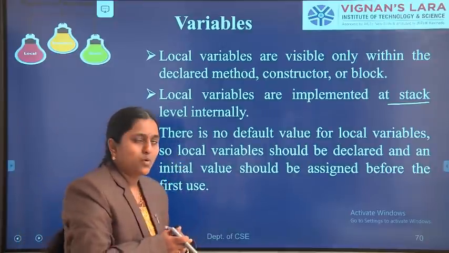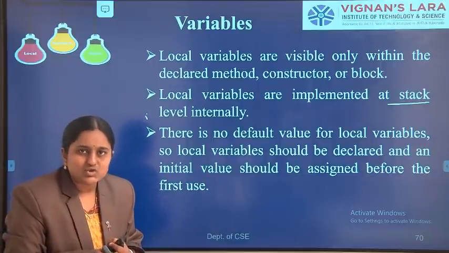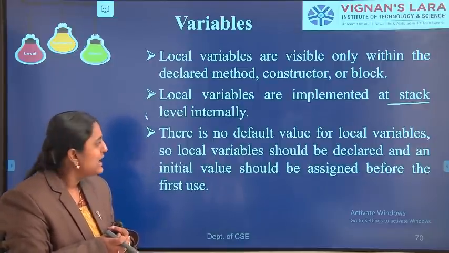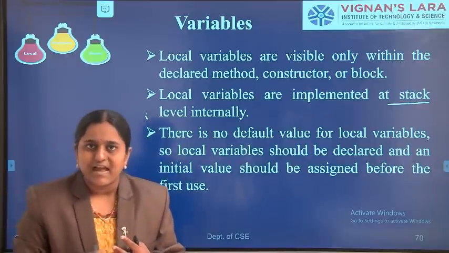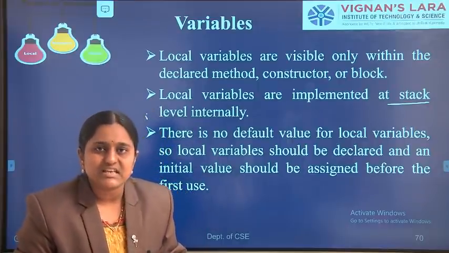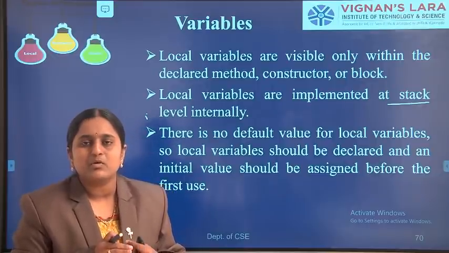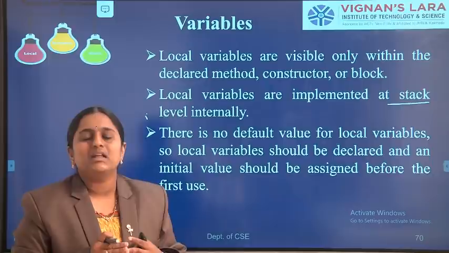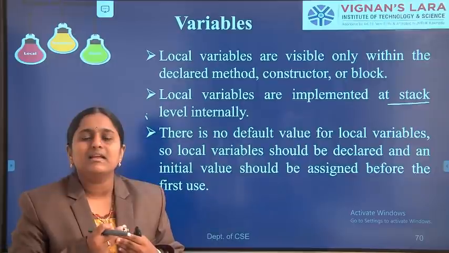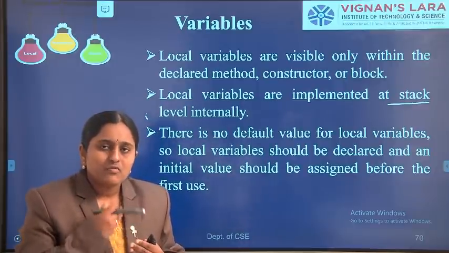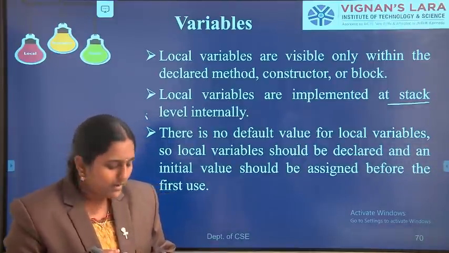Coming to the next point, there is no default value for local variables. Whenever we define local variables, we must initialize the values. Default initialization is not applicable to local variables. So whenever we define variables in a method, constructor or block, at the time of declaring we initialize the values, because default initialization is not applicable to local variables.